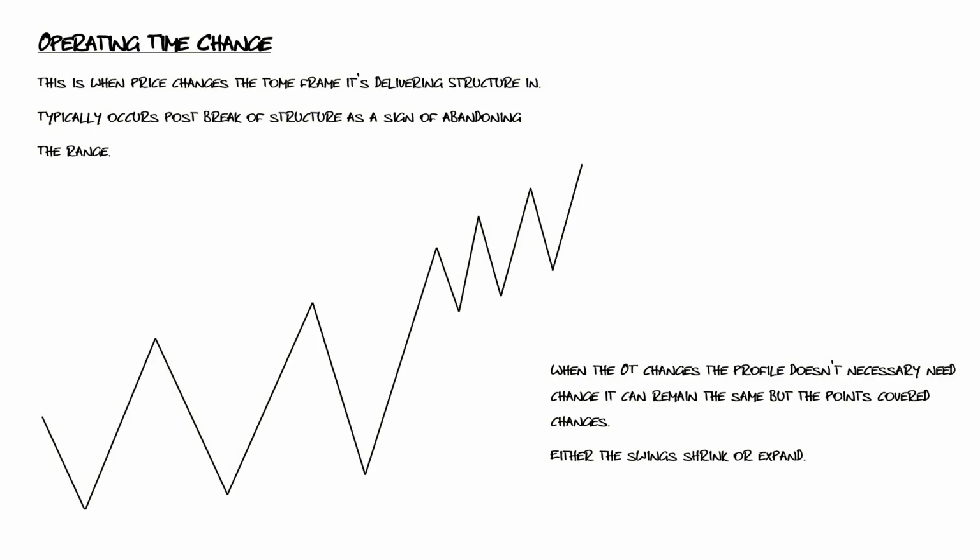So now let's talk about the operating time frame change. This is when price changes the time frame it's delivering structure in. It typically occurs post break of structure as a sign of abandoning the range. When the operating time frame changes, the profile doesn't necessarily need to change. It can remain the same, but the points covered change. And by points, I mean pips. Either your swings shrink or expand. So either your swings get bigger or your swings get smaller.